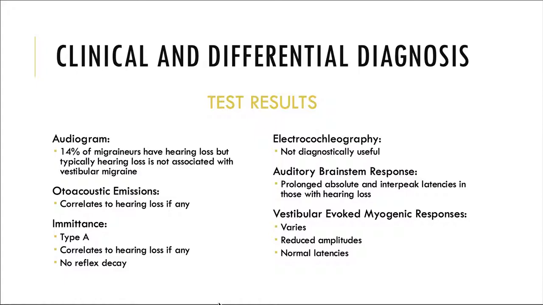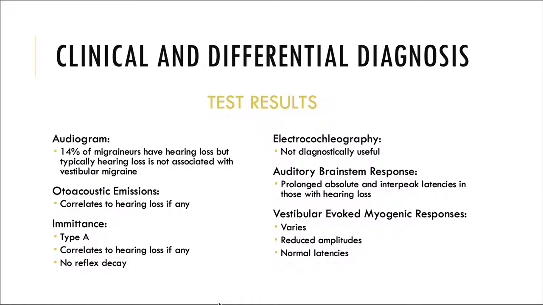When it comes to our audiological testing, audiograms, the patients may or may not have a hearing loss. It is said that 14% of migraineurs have a hearing loss, but typically hearing loss is not associated with vestibular migraine. So they pretty much have a hearing loss due to some other cause, whether it's noise exposure, ototoxicity, aging, etc. But generally, their otoacoustic emission testing correlates with the amount of hearing loss. So if they have no hearing loss, then otoacoustic emissions are normal. Admittance testing does typically show type A tympanograms, therefore normal, and their reflexes tend to correlate with the hearing loss as well, and they also show no evidence of reflex decay.